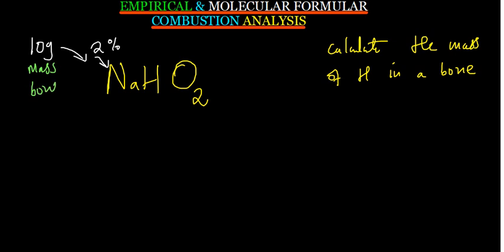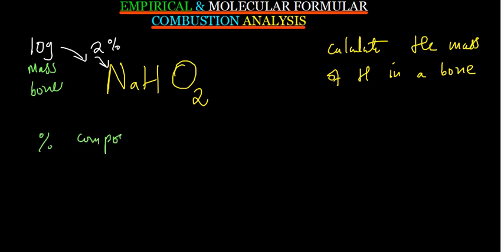Now, from this mass of the bone, you know that the bone is going to be composed of a lot of different things. Now, 2% of this mass of the bone is actually this compound that you can see here. Now, we want to calculate the percentage mass of hydrogen in the bone. So, this comes from what we call percentage composition.